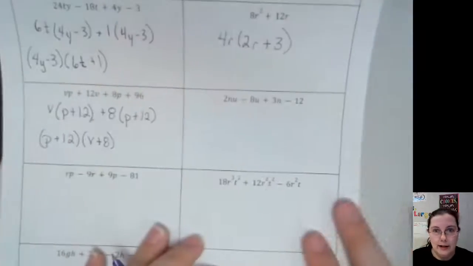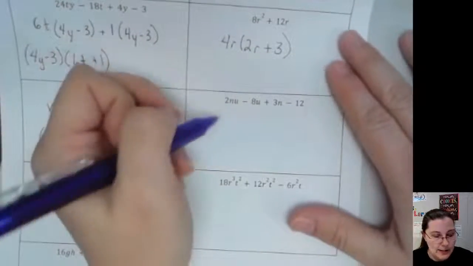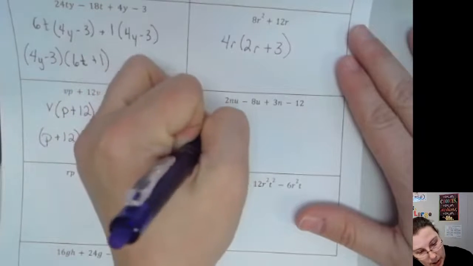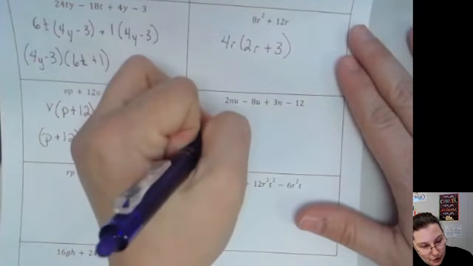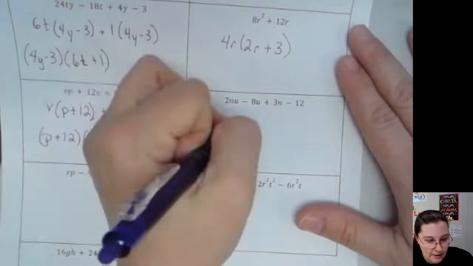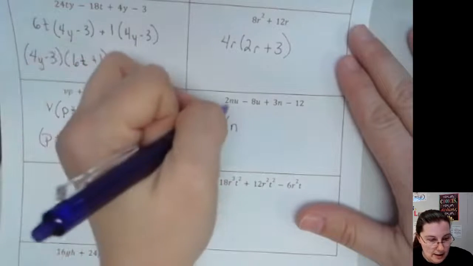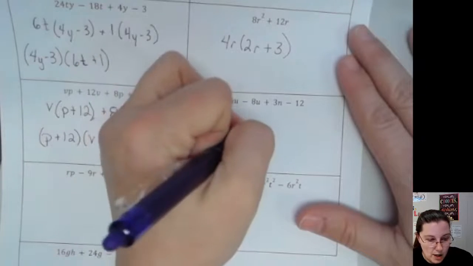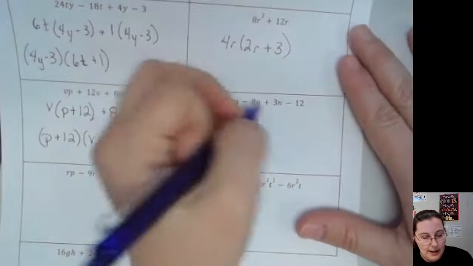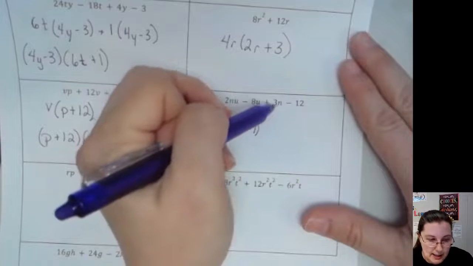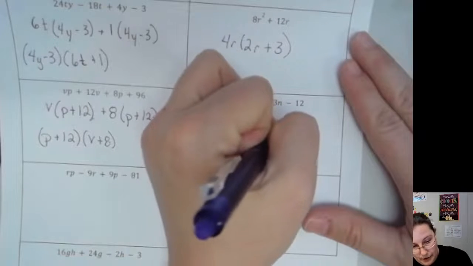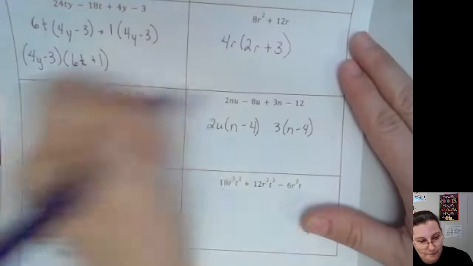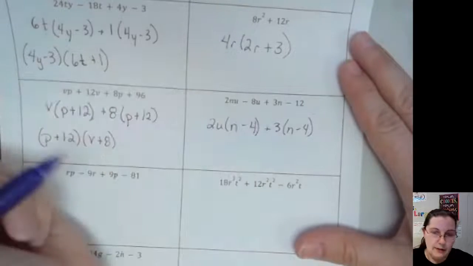All right, looking at our next one. So same thing here. My greatest common factor between 2 and 8 is going to be 2. And then I can pull a u from both of them. So if I pull that off, that's going to be an n. And then 8 divided by 2 is a 4, and the u is already gone. And on this side, I can pull a 3 out. So I have a 3, and then inside is an n minus 4. And this is a positive 3.